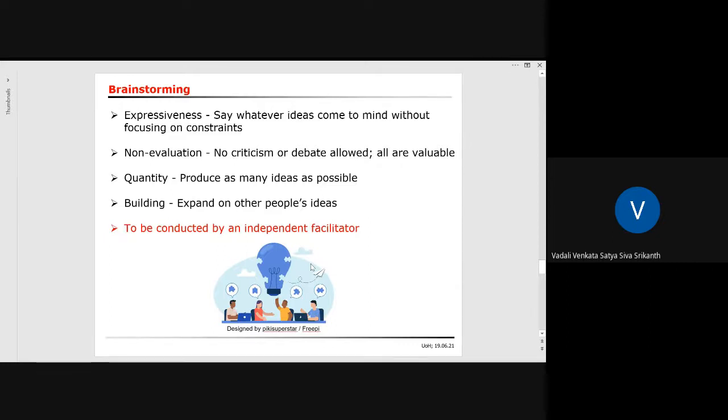But because we don't undergo training in brainstorming, we lightly use that word and say that we had a brainstorming session. First and foremost, for a brainstorming session to be successful, it should be conducted by an independent facilitator. Most of us don't know that; maybe some of you know. But one of the group actually conducts it, and therefore the exercise is already biased.